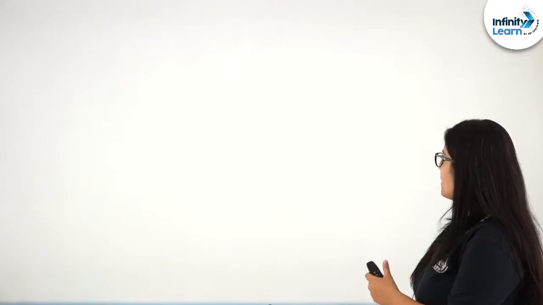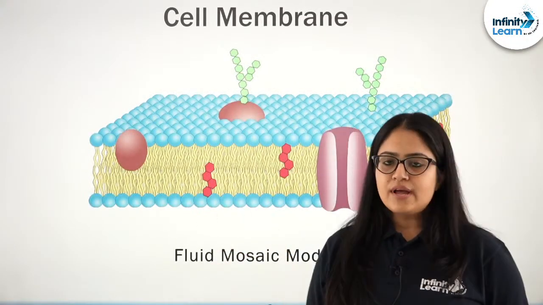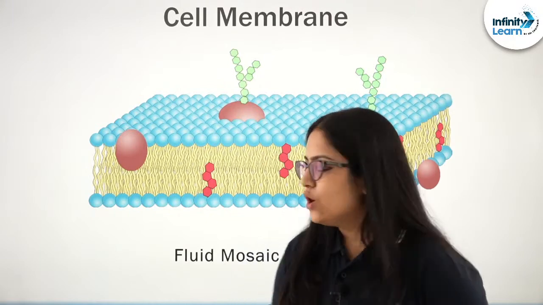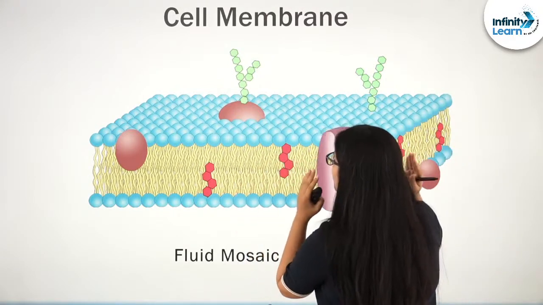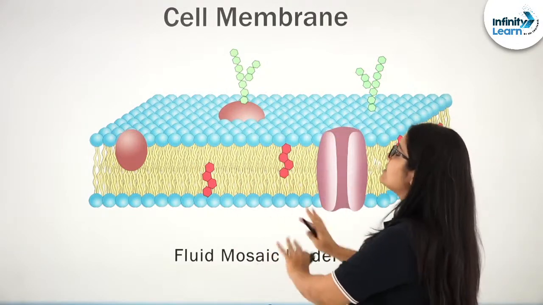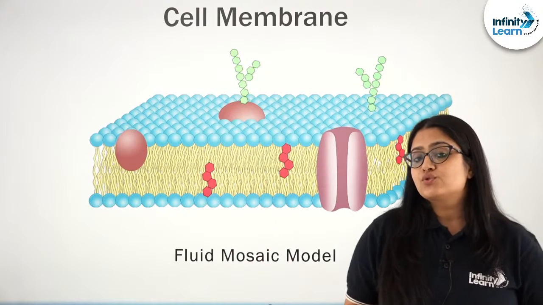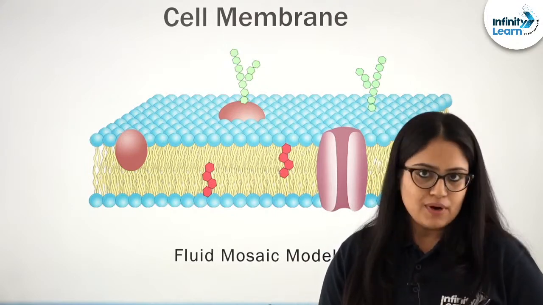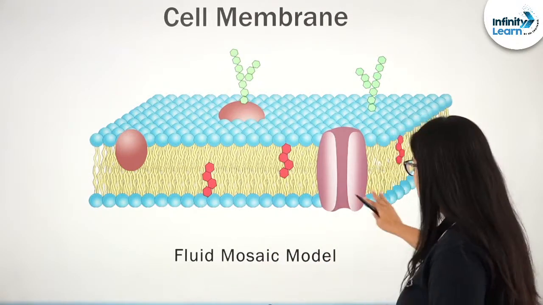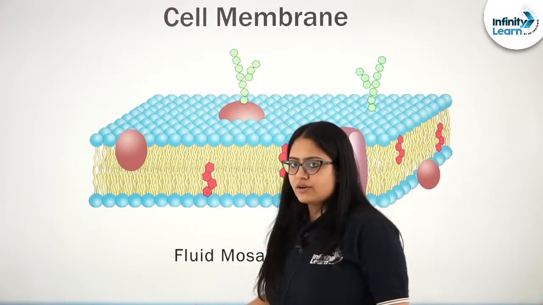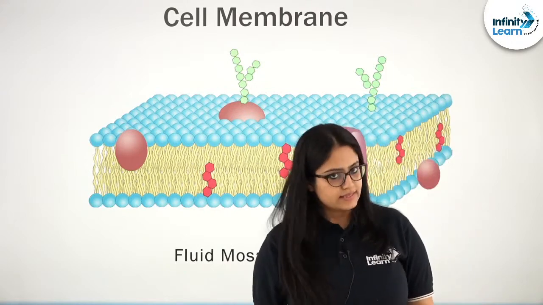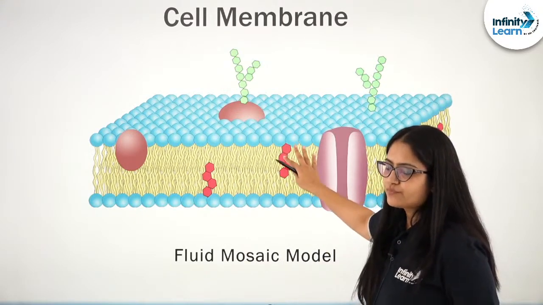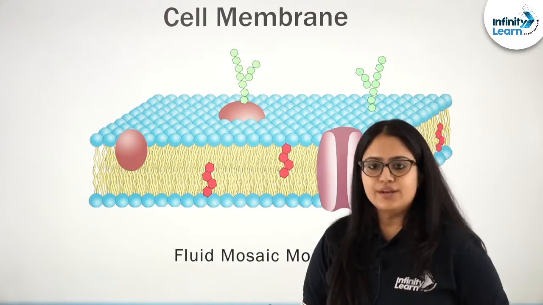Let's start. See here students, on the board, what I am trying to show here is a section of cell membrane, also known as plasma membrane. What you are seeing right now on the board is according to the most widely accepted model for explaining the structure of plasma membrane, that is the fluid mosaic model. According to the fluid mosaic model, plasma membrane looks like this. And who proposed this most widely accepted model? It was done by Singer and Nicholson.